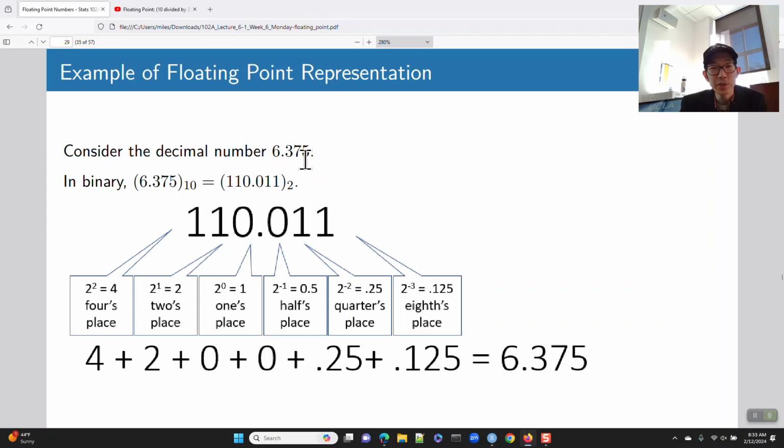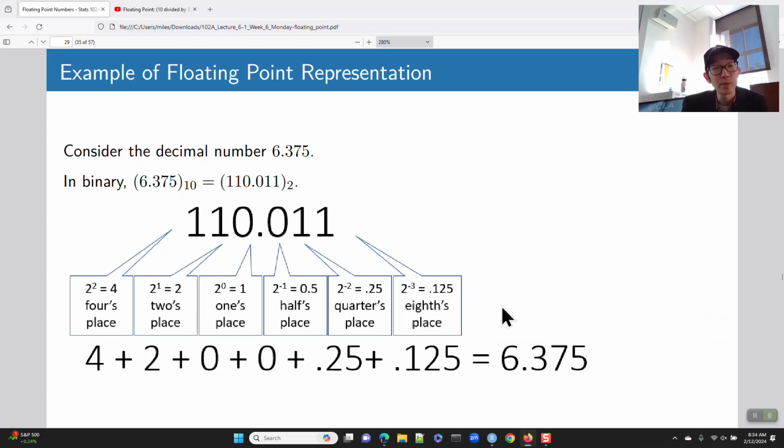And then the part after the binary point becomes 0.011. This is no halves, you have 1/4 and 1/8. So, 2 to the 2, 2 to the 1, 2 to the 0. After the binary point, you have 2 to the -1, 2 to the -2, and 2 to the -3. So you have no halves, a 1/4, and a 1/8. And so 6.375 in decimal becomes 110.011 in binary.